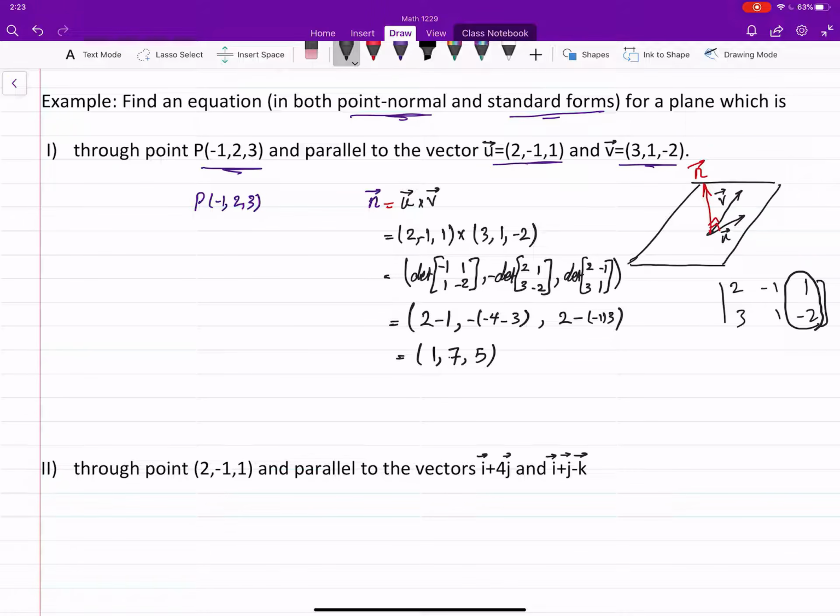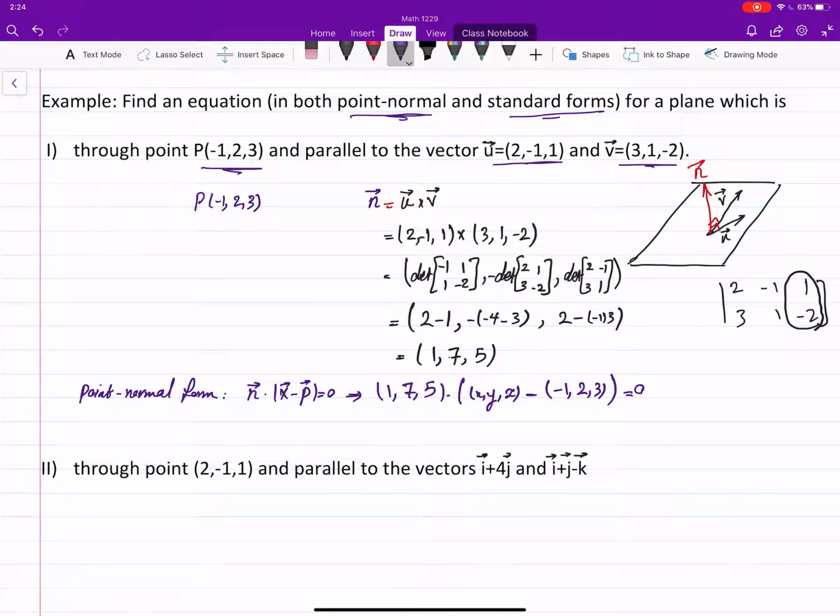We know how to find point normal form. It is n dot (x minus p) equals 0. It means that we have 1, 7, 5 dot x, which is always x, y, z, minus p, which is -1, 2, and 3, is equal to 0. How about the standard form?